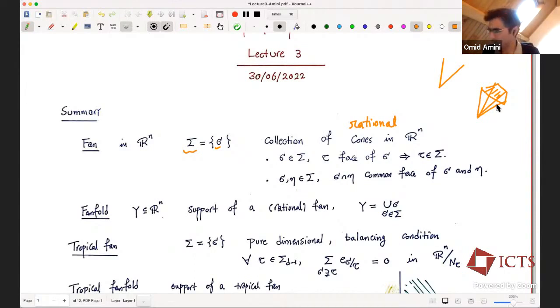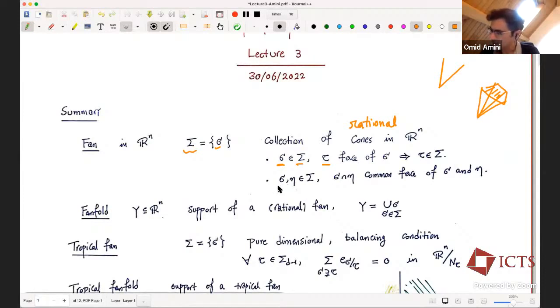And okay, so the notion of fanfold was introduced also yesterday. So these are subsets of R^n which support a rational fan. So it's like a collection of cones like this. Okay, I didn't recall what fan means. So it's a collection of cones which are all rational and which verify this property, that every time you take a cone inside your collection, if you take a face of this cone Sigma, then this face also belongs to the collection. So the collection is closed under taking faces.